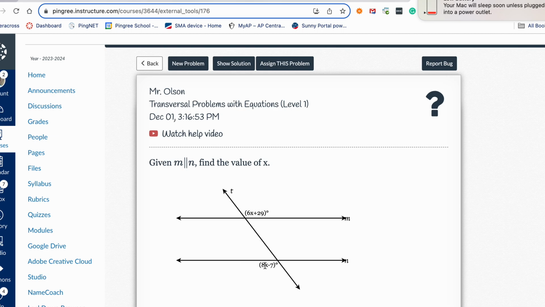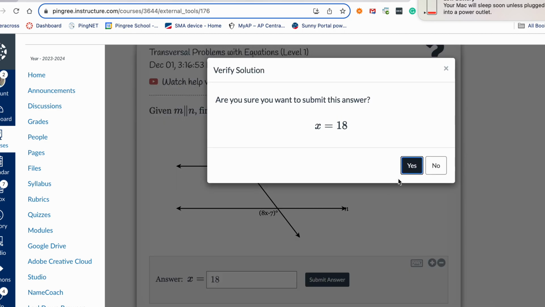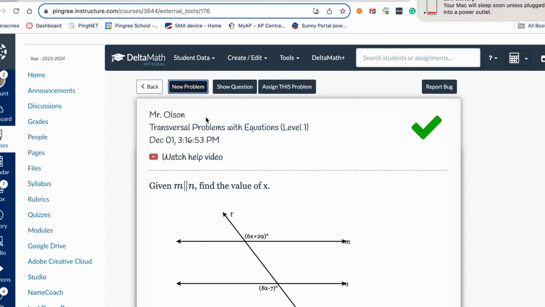I'm going to take away 6x and I'll have 2x. I'm going to add 7 and I'll get 36. If 2x equals 36, then x should be 18. Hopefully I'm doing that in my head. Okay, let's see. Okay, I do have a brain left.